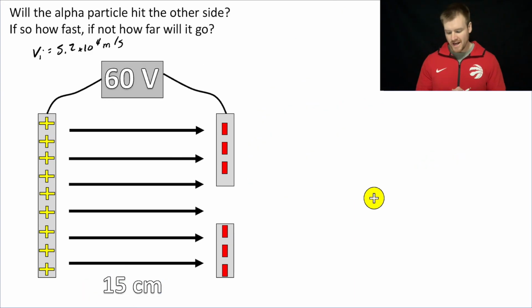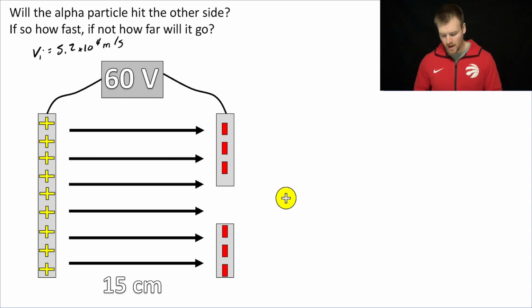Okay, let's take a look at another example. This one, we're going to be shooting an alpha particle into these plates at an initial velocity of 5.2 times 10 to the 4 meters per second. And it says, will the alpha particle hit the other side? If so, how fast does it hit the other side? And if not, how far is it going to go? So we're going to shoot this particle in. Again, it's going to feel a repulsive force from that positive plate. We're going to figure out what's going to happen to it.